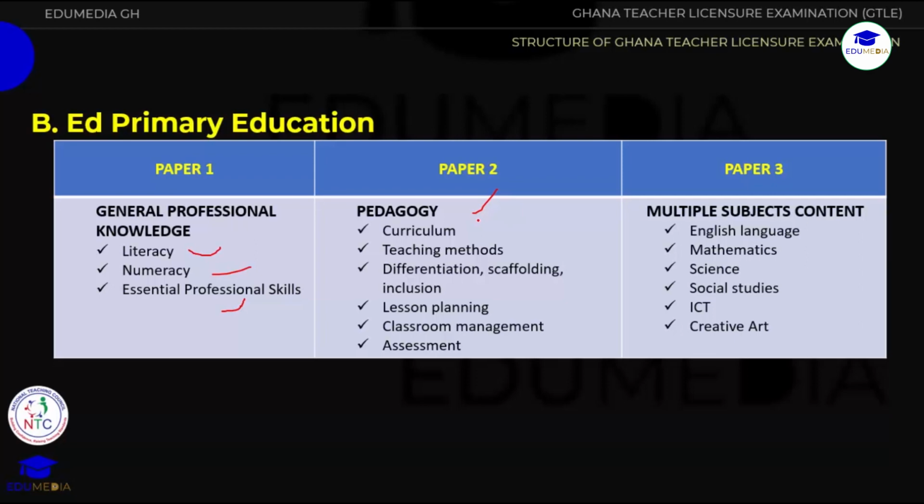So those who study primary education and those who are going to sit for this examination, your pedagogy area is going to be focused on these areas. And you have to make sure you stay conversant with this. You learn towards these areas.